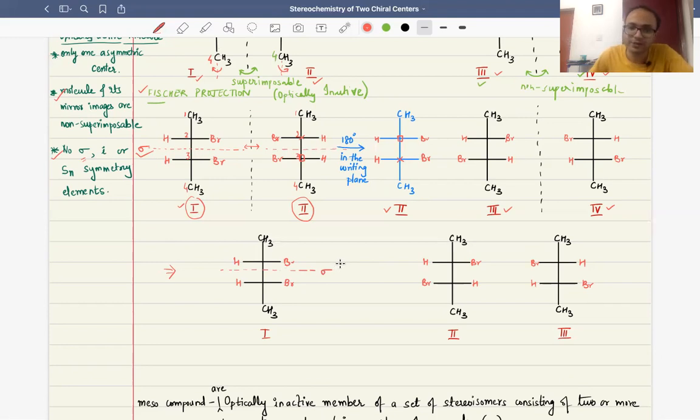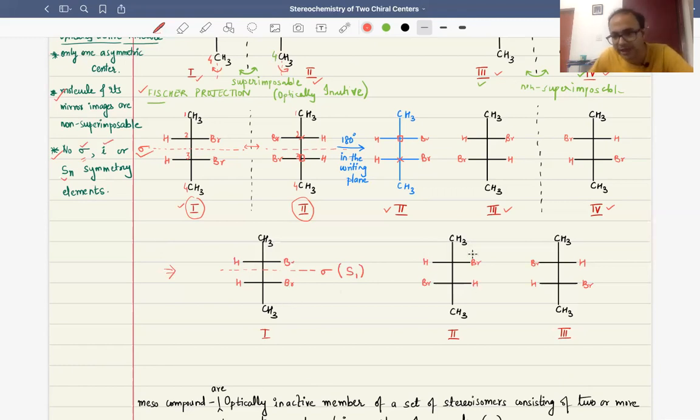You might have studied that sigma is equivalent to an alternating axis like S1. So again, if an alternating axis is present, or a mirror plane is present, or a center of symmetry is present, whenever these symmetry elements are present, we will say that these molecules are optically inactive.